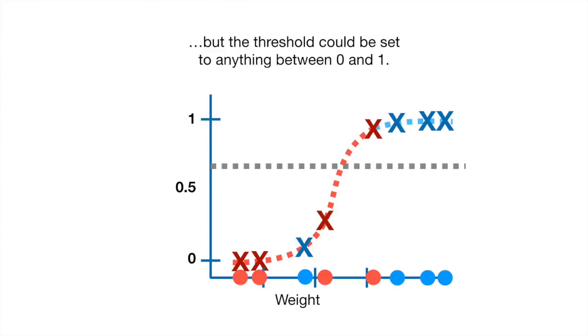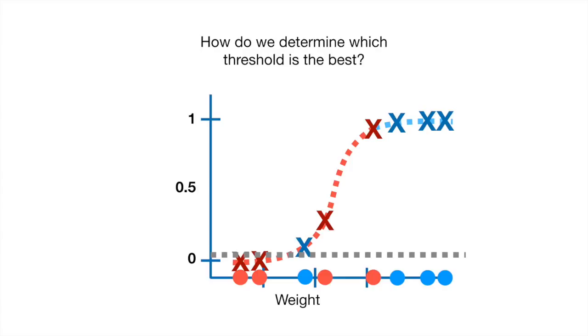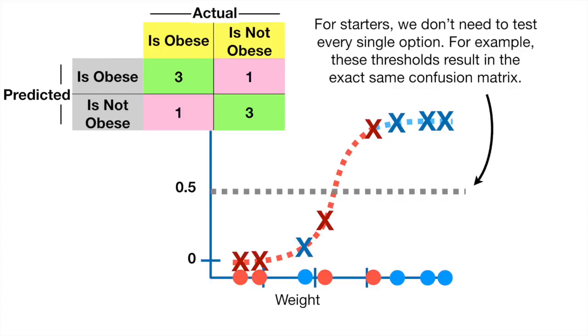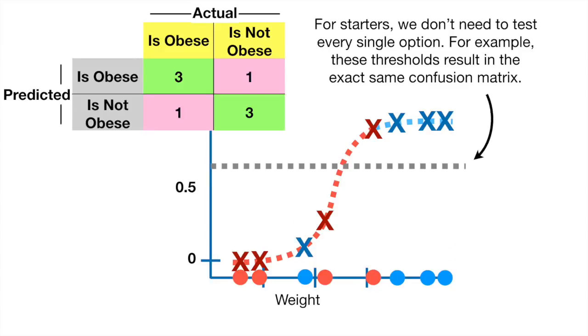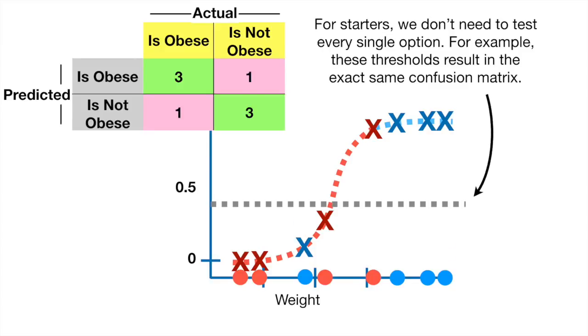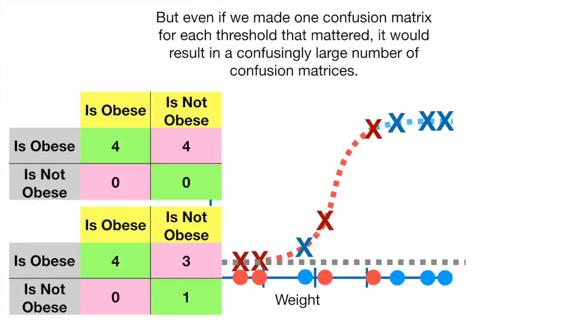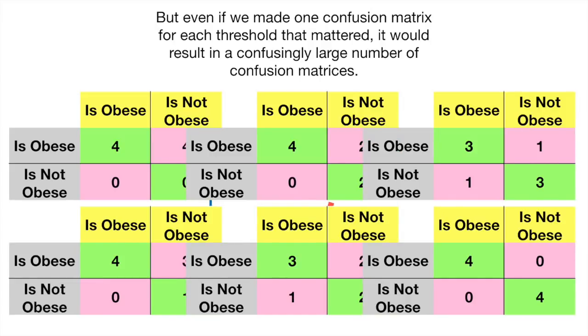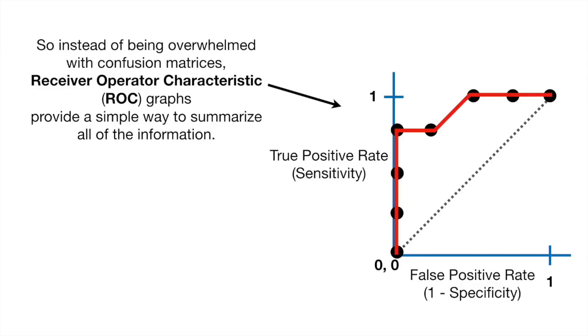But the threshold could be set to anything between 0 and 1. How do we determine which threshold is the best? For starters, we don't need to test every single option. For example, these thresholds result in the exact same confusion matrix. But even if we made one confusion matrix for each threshold that mattered, it would result in a confusingly large number of confusion matrices. So, instead of being overwhelmed with confusion matrices, receiver-operator characteristic (ROC) graphs provide a simple way to summarize all of the information.